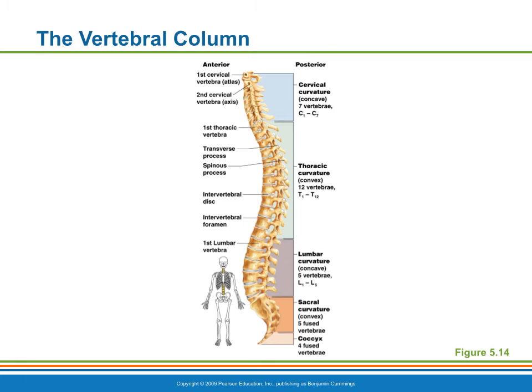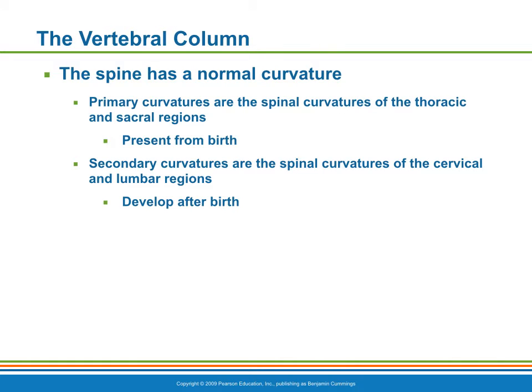Let's take a look at what it looks like. You can see that there is a curve to this vertebral column. Well, the spine has a normal curvature. The primary curvatures are the spinal curvatures of the thoracic and the sacral regions, and that is present from birth. And the secondary curvatures are the spinal curvatures of the cervical and the lumbar regions, and those develop after birth.